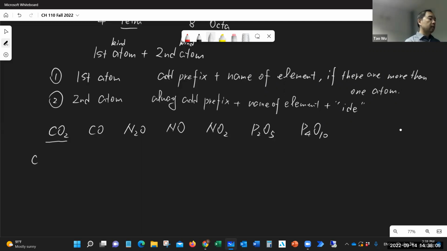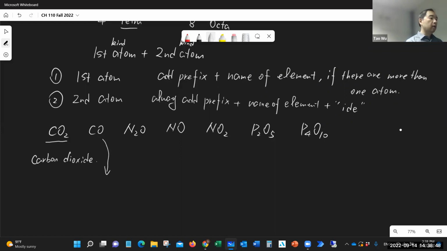For the first one, the first atom is just the name of the atom: carbon. The second one always gets the prefix plus the name of the element plus -ide. There's oxygen, and here we have two oxygens, so you need to specify the number with a prefix, which gives dioxide. Carbon dioxide.